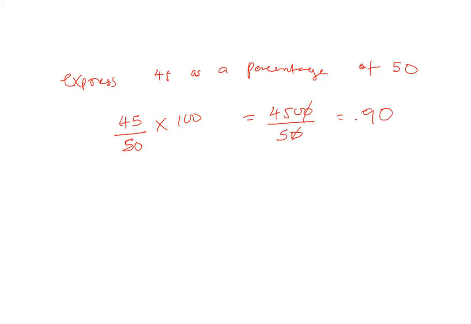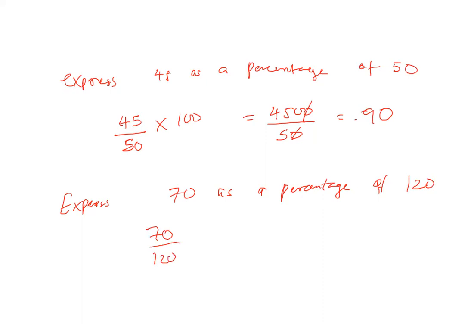Can you see? Another example is this: express 70 as a percentage of 120. So you do what? 70 over 120 times 100. So you do 70 divided by 120, equals this, times 100. That's going to be 58.3.